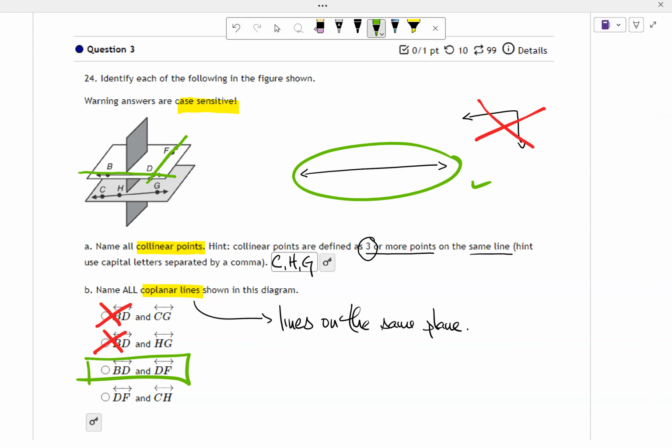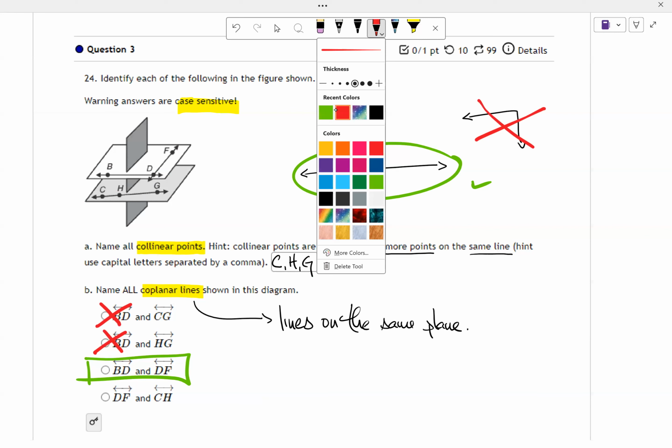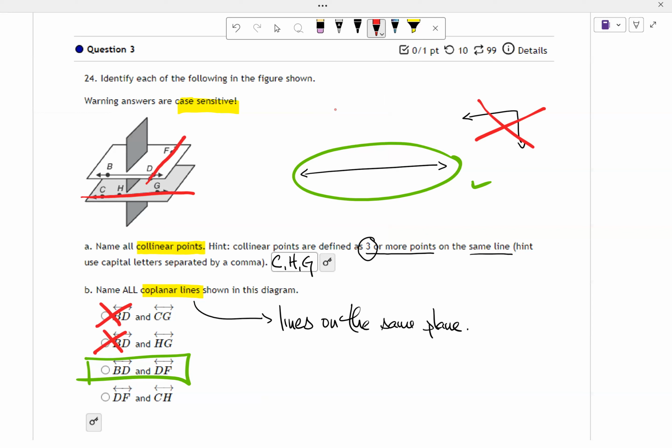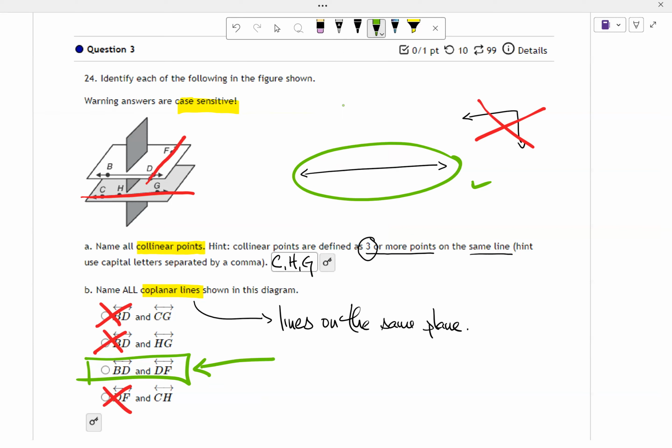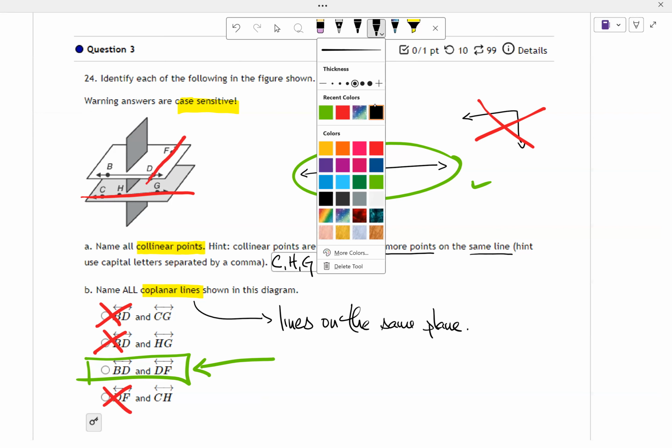Now let's go ahead and erase these two. We're going to check that last one just in case. DF and CH. So DF is over here and CH is there. And so again, we have one on the top and one on the bottom. So this is a no-go. And so if we click on that third choice, we should get the correct answer. All right, so let's move along.